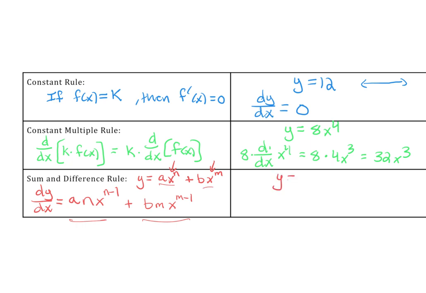For example, if I have y equals 3x to the 4th plus 8x to the 10th, the derivative is, for 3x to the 4th, bring down the 4 and multiply times 3, so 12x to the 1 less, which is 3. And then take the derivative of the second term, bring down the 10, multiply by the 8, so 80x to the 9th. So those are 3 properties of derivatives.